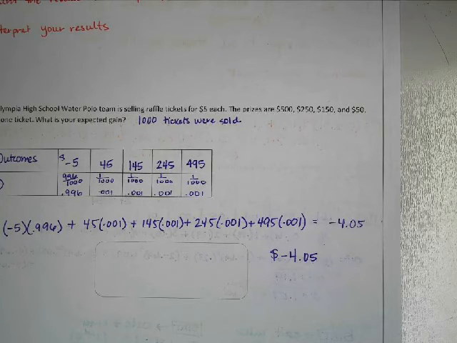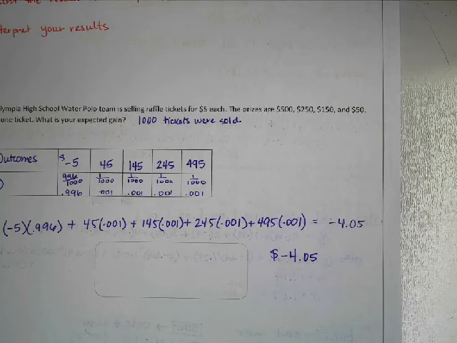What would it be if the game is fair? If the game is considered fair? Zero. If the expected value comes out to be zero, then the game is considered fair. That means that you and the house have equal chance of winning.